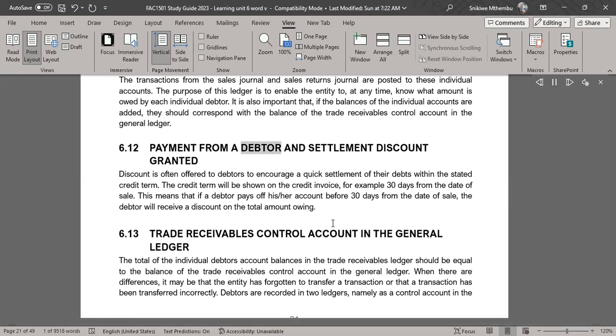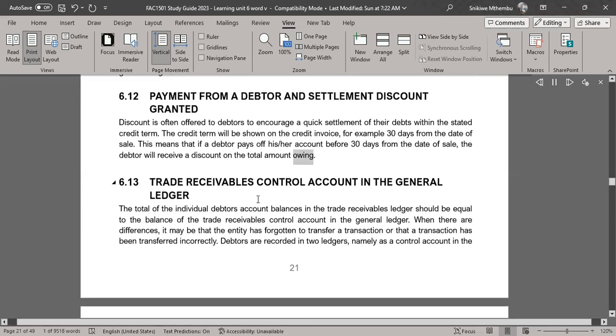6.12 Payment from a debtor and settlement discount granted. Discount is often offered to debtors to encourage a quick settlement of their debts within the stated credit term. The credit term will be shown on the credit invoice, for example, 30 days from the date of sale. This means that if a debtor pays off his/her account before 30 days from the date of sale, the debtor will receive a discount on the total amount owing.